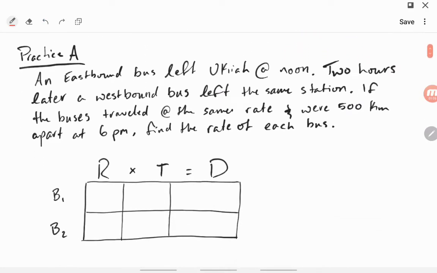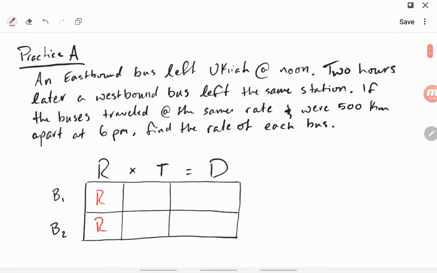Okay, so let's look at our first problem. This is practice problem A. An eastbound bus left Ukiah at noon. 2 hours later, a westbound bus left the same station. If the buses traveled at the same rate and were 500 kilometers apart at 6 p.m., let's find the rate of each bus. Now, what we know is that the rates are equivalent. So the first thing I'm going to say is, well, rate and rate. These things are exactly the same. I'm going to throw in the same variable for both of those.